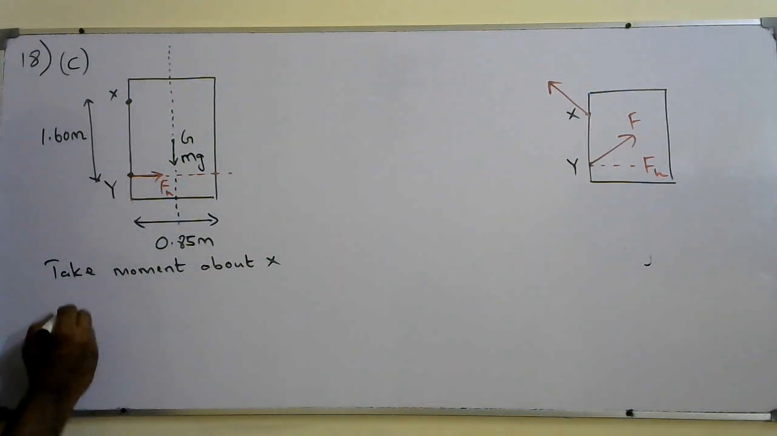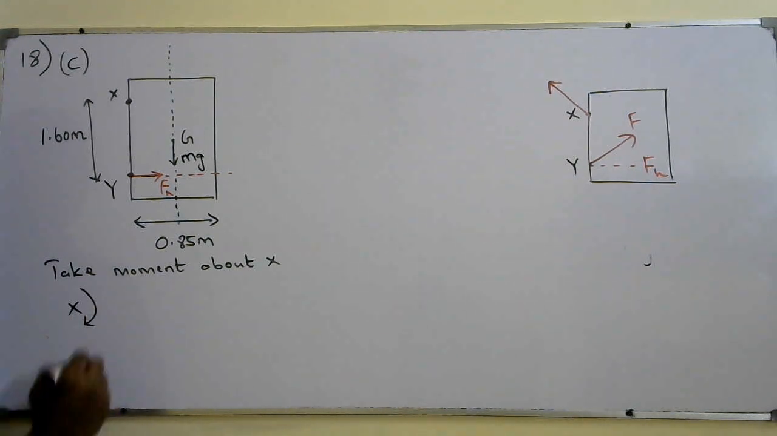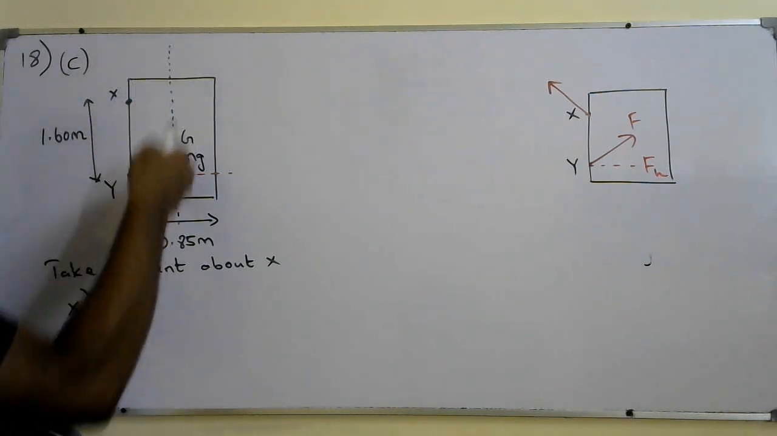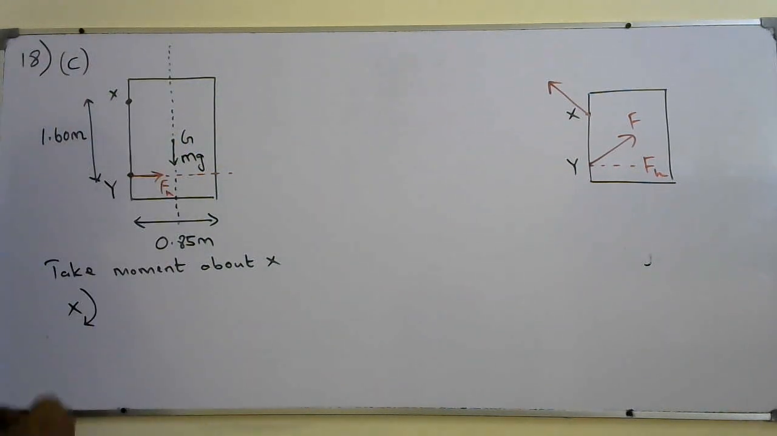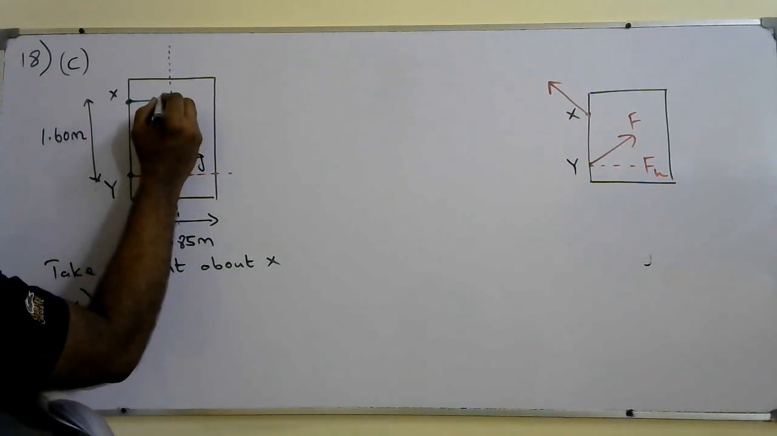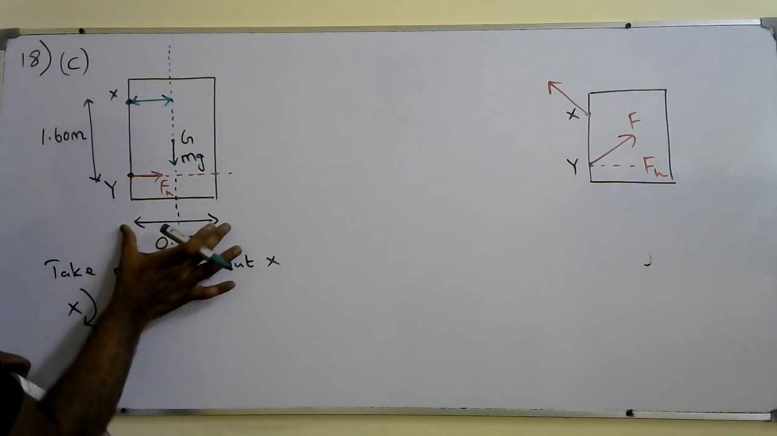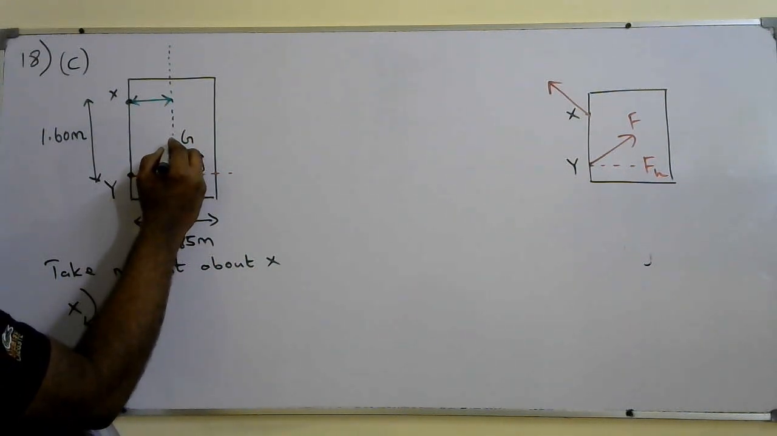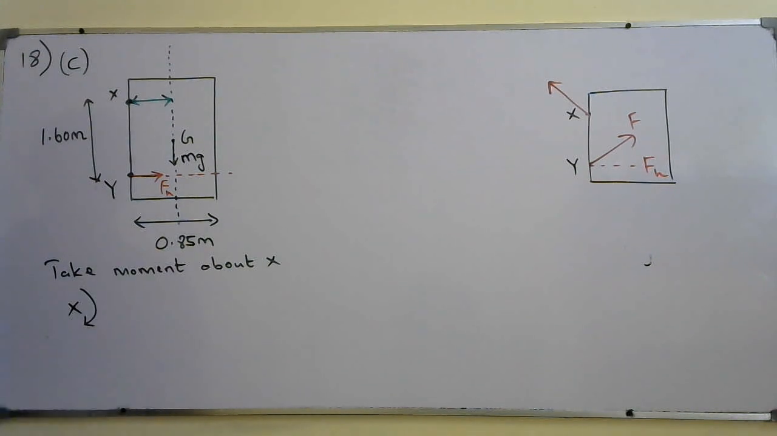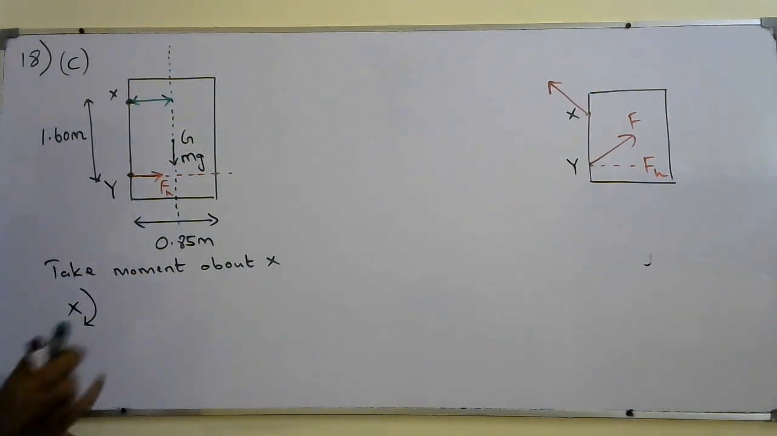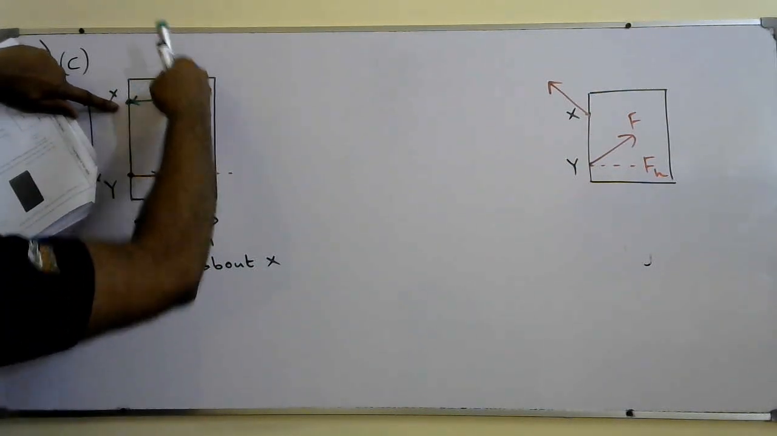So we'll consider the moment about X when we consider mg times this distance. Perpendicular distance to the line of action of the force means we need this distance. We know the width is 0.85 meter, and the center of mass is at the center of the door, so this will be half of 0.85. About X, the weight will provide a clockwise moment.